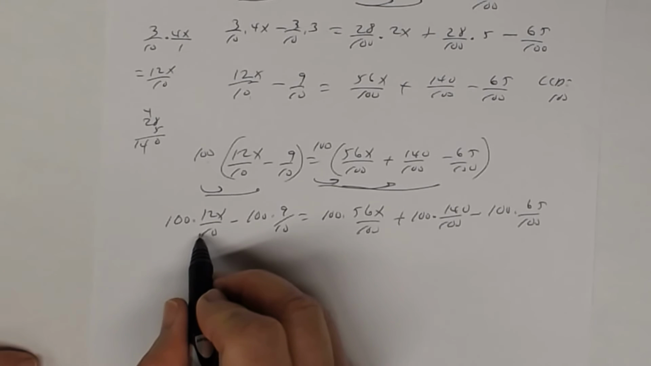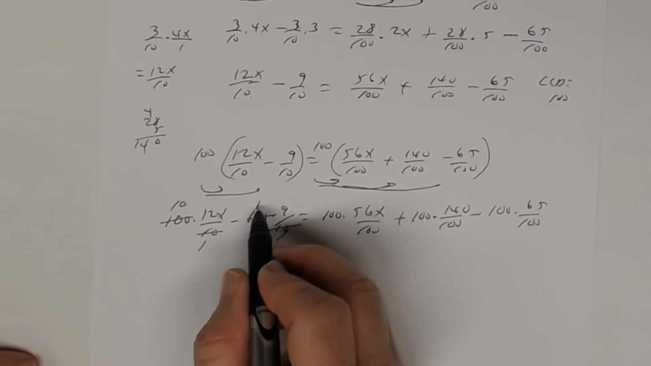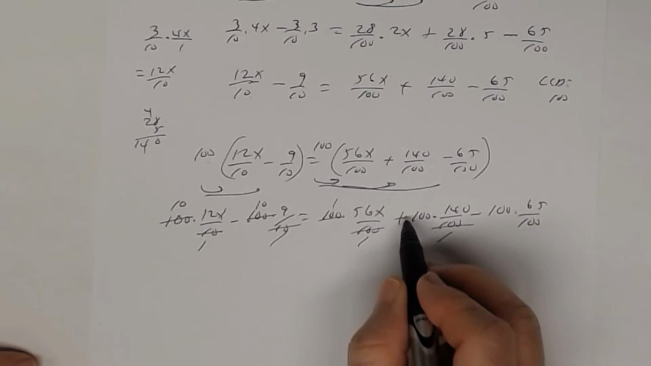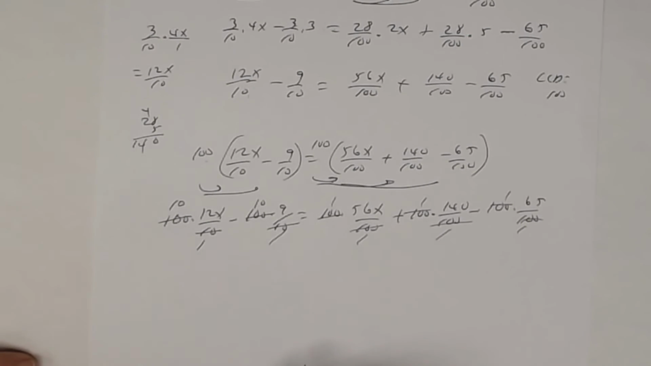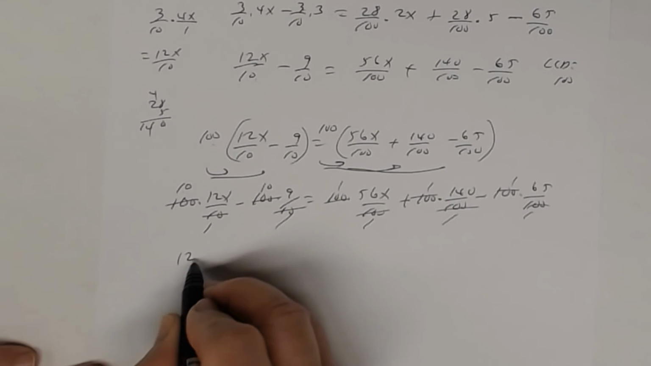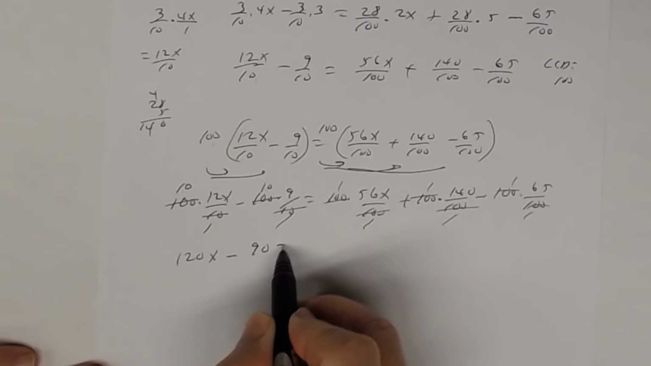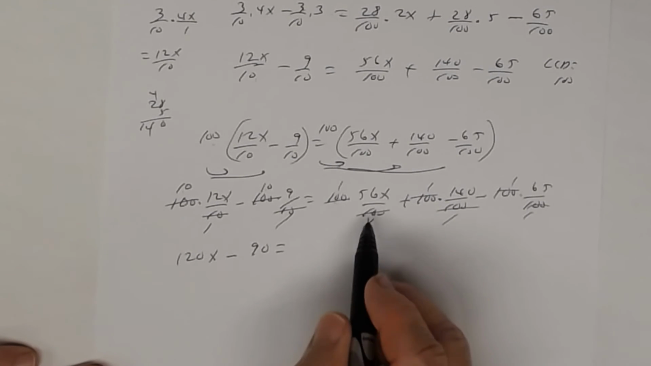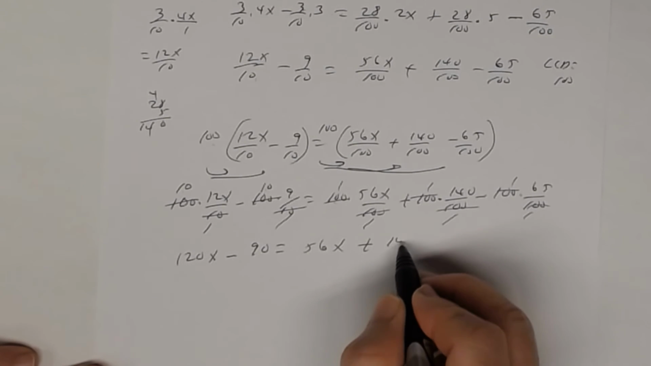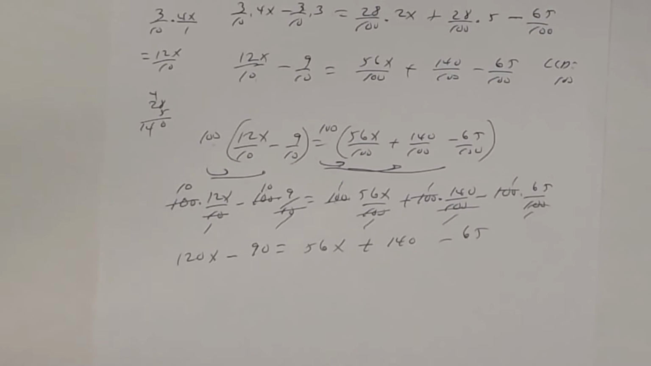Okay, so now let's go ahead and reduce. 10 and 10 is 1, 10 and 100 is 10. 10 and 10 is 1, 10 and 100 is 10. 100 divided by 100 is 1, 100 divided by 100 is 1. Same thing here, those divide out, and these divide out. Okay, so what I have now is 10 times 12x is 120x, minus 10 times 9 is 90, equal 1 times 56x is 56x, plus 1 times 140 is 140, minus 1 times 65 is 65.